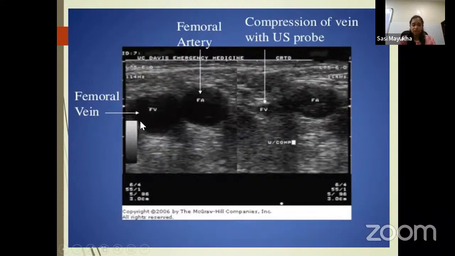As I was telling you earlier, the femoral vein will be compressible. When you try to compress, the femoral vein gets compressed. Here you can see in this picture. So this is how you can differentiate. Otherwise, you can use a color Doppler also to differentiate between the femoral vein and the femoral artery.